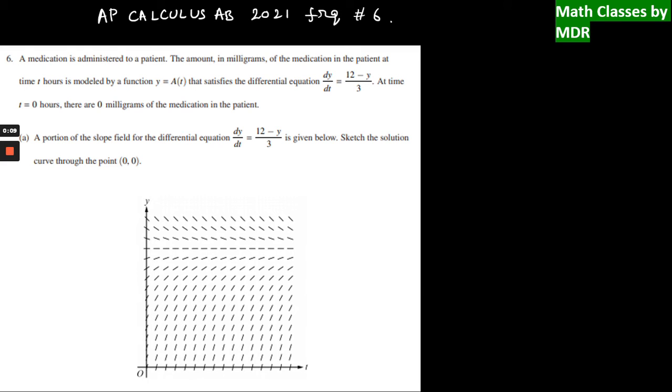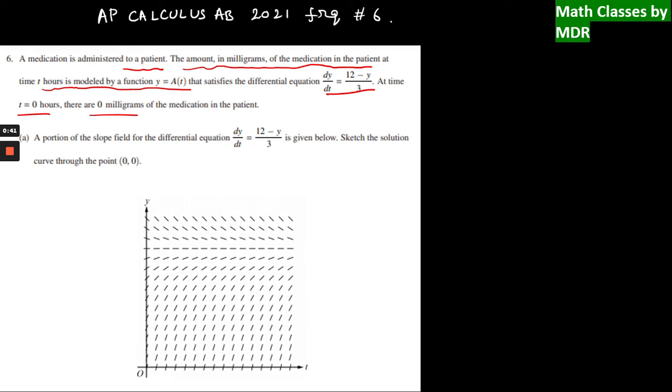So here is the sixth question from AP Calculus AB 2021. So here is the data given. A medication is administered to a patient. The amount in milligrams of the medication in the patient at time t hours is modeled by the function y is equal to A of t that satisfies the differential equation dy by dt is equal to 12 minus y by 3. At time t is equal to 0 hours, there are 0 milligrams of the medication in the patient.